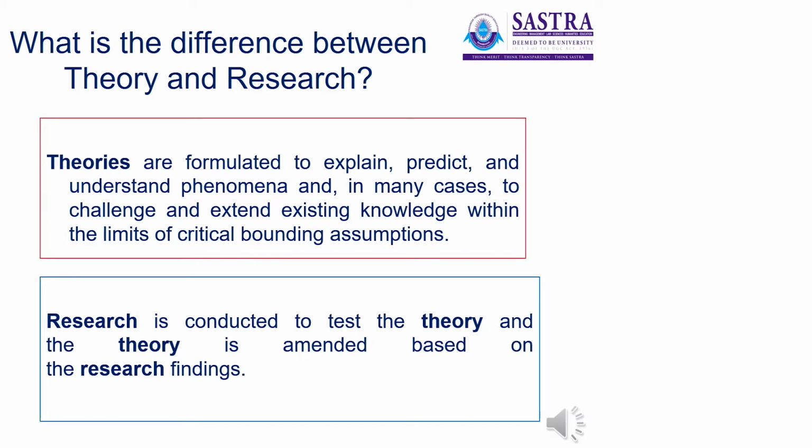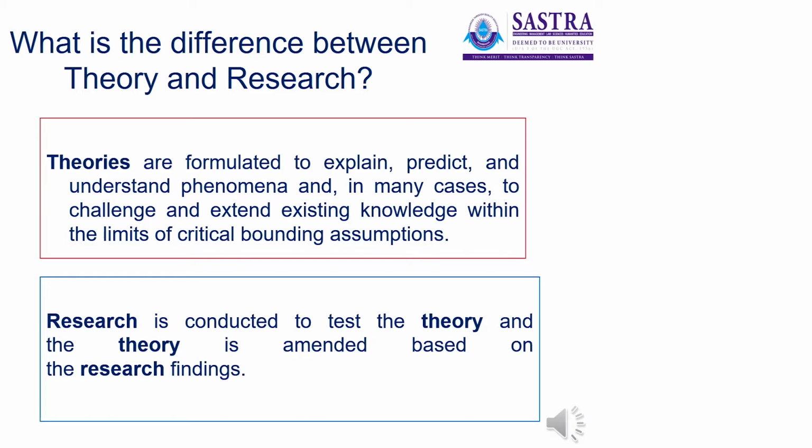Now, let us understand what is the difference between theory and research. Theories are formulated to explain, predict, and understand a phenomenon, and in many cases to challenge and extend existing knowledge within the limits of critical bounding assumptions. First of all, we should know a theory has evolved from various research findings, and repeatedly those findings give you a definite outcome. Once the outcome has been proven, then it becomes transformed into a theory. So the outcome is definite. In every context you do the research, the outcome remains the same. So that's the way it is a generalization of your research findings.